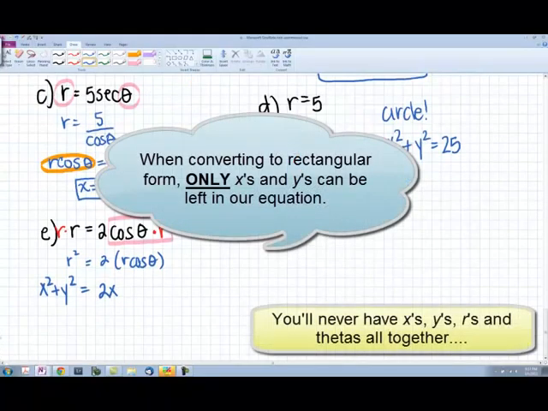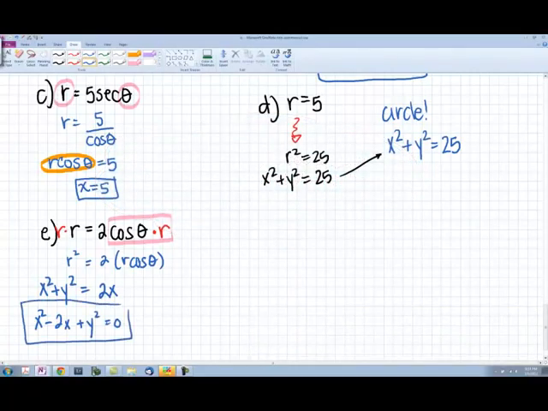We can leave our answer like this, or we can move the 2x over and try to write it in standard form. If you can, always try to solve for y. If it doesn't work out nicely or you can't, something like this is acceptable. Let's try one last one. r minus r sine theta equals 1.